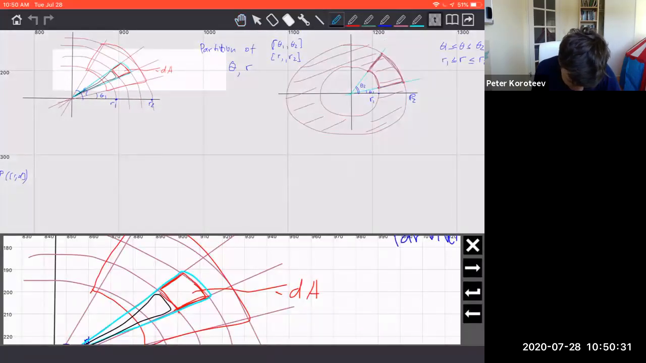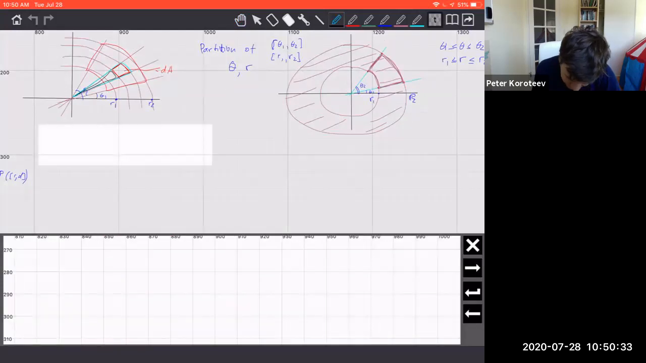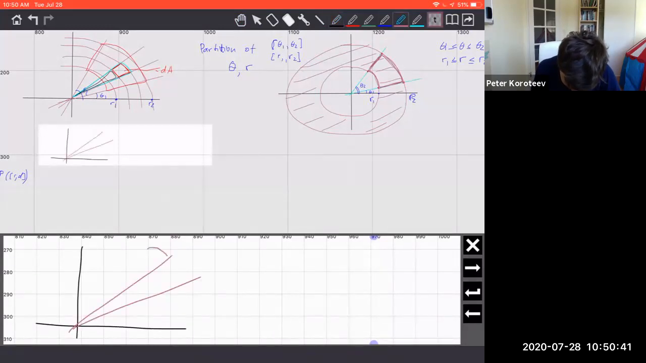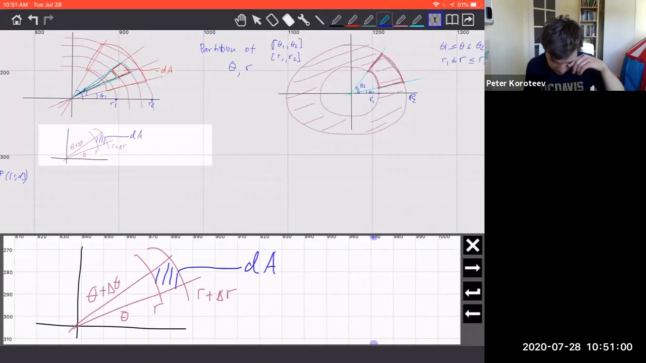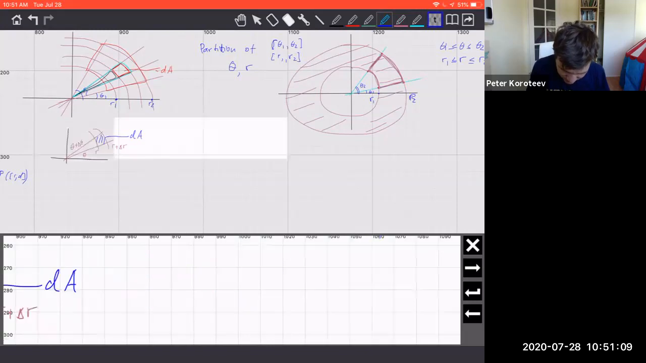Well, I hope this picture is not too bad. We might get another picture. So we have two circles and then two angles. One of them will be an angle theta. The other one will be theta plus delta theta. Then we have two radii, r and r plus delta r. So we have this area here, which is squeezed between two neighboring radii, which differ by delta r, and two angles which differ by delta theta. So our task is to find the area.